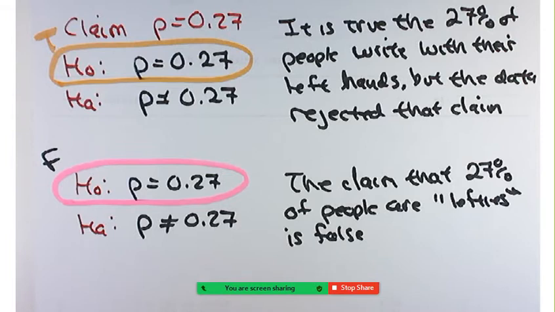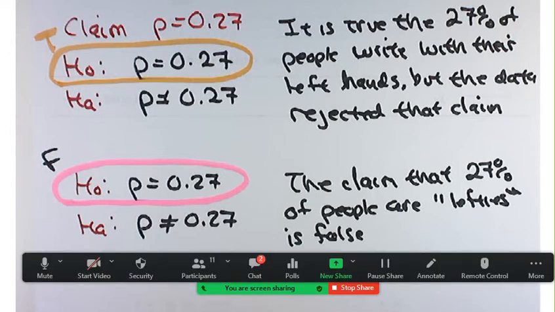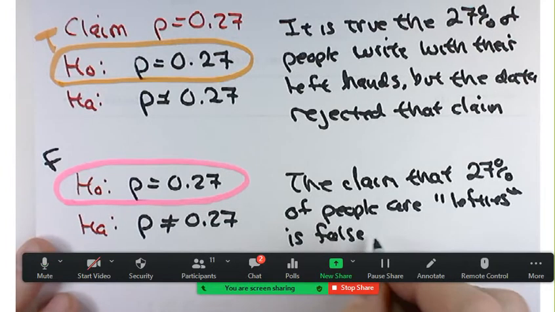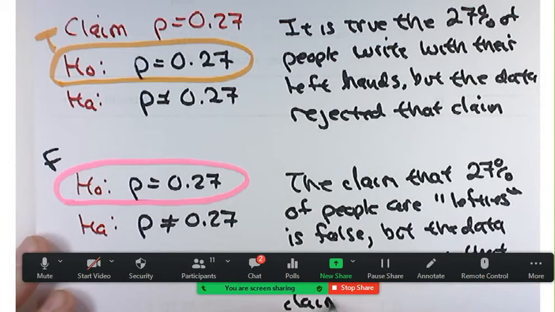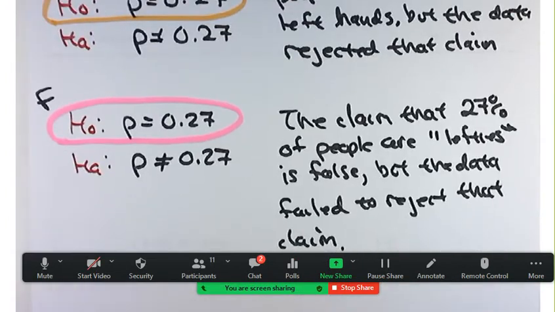What do we decide given that H naught is false? What was our decision? Did we fail to reject or reject? We failed to reject. Good. So that's a wrong decision. We should be rejecting that claim, but we didn't. And because we failed to reject it, that's our type 2 error. The data failed to reject that claim. So there you go. That's a type 2 error in words.